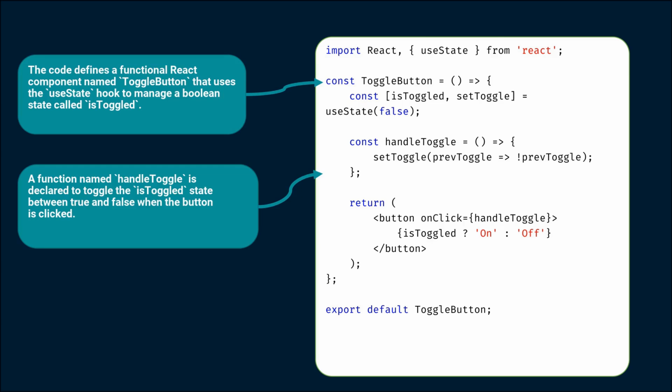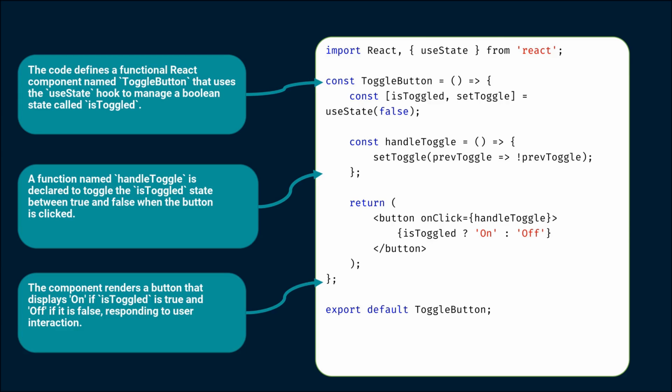Inside this component, we initialize our state variable, isToggled, which starts as false, along with a function, setToggle, for updating this state. Next, we create a handleToggle function that will change the state when the button is clicked. It utilizes a functional update to toggle the current state, flipping it from true to false or vice versa. This showcases how React manages state and updates the UI predictably.